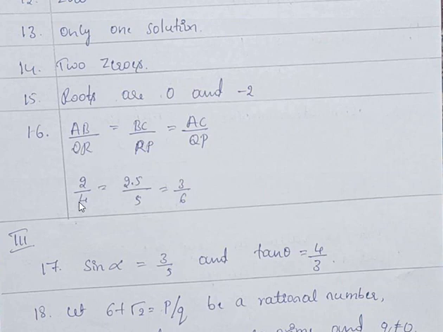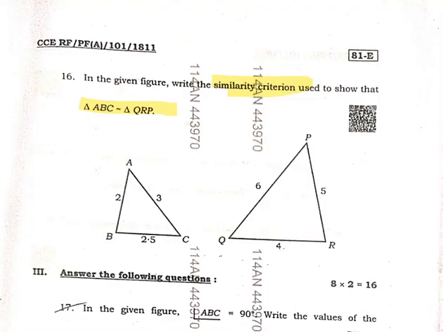AB is given as 2 and QR is 4. BC is 2.5 divided by PR, which is 5. That equals AC, 3, by QP, 6. If you divide 2 by 4, you'll get 1 by 2. 2.5 by 5 gives 1 by 2, and 3 by 6 gives 1 by 2. So they are in the same proportion, the same ratio. When you take the ratio of the corresponding sides, all three are in the same proportion. So we can show that triangle ABC is similar to triangle PQR.